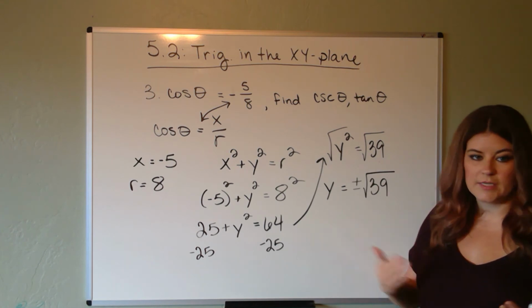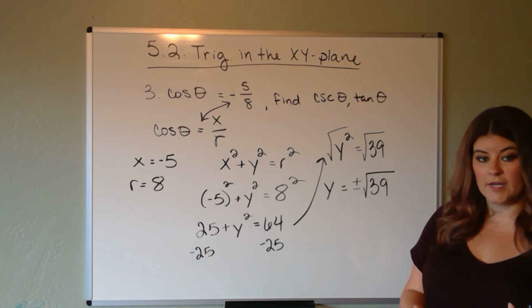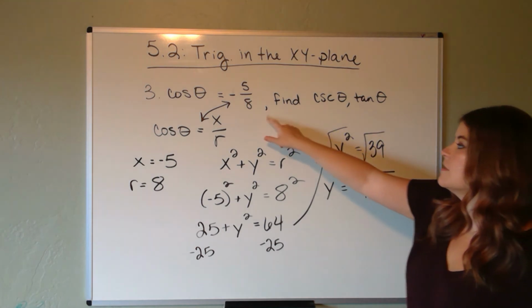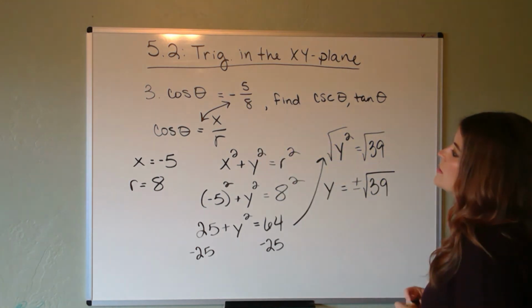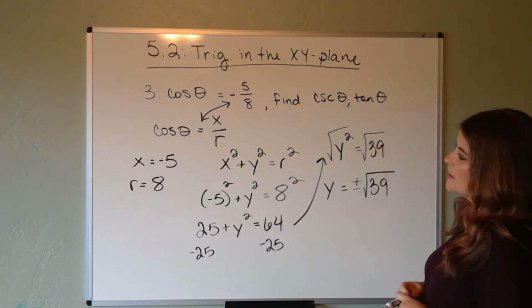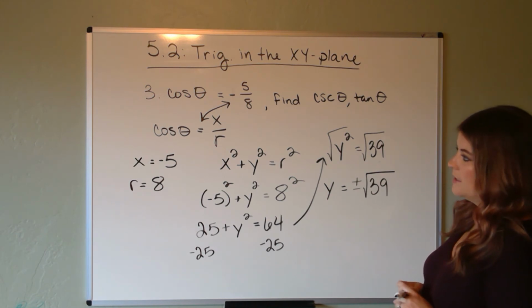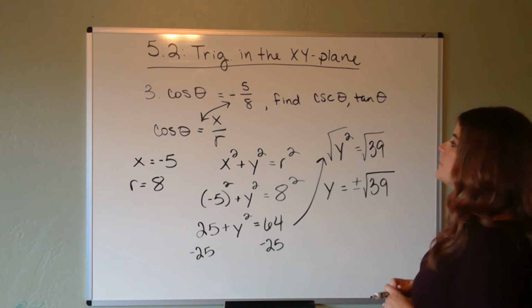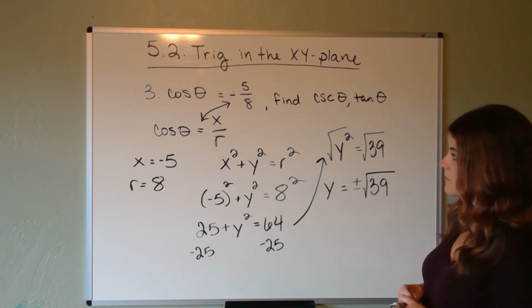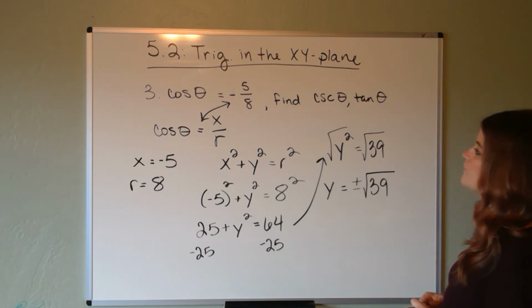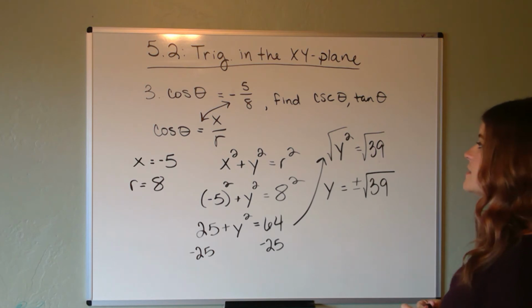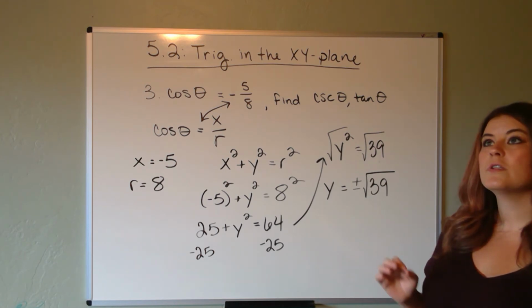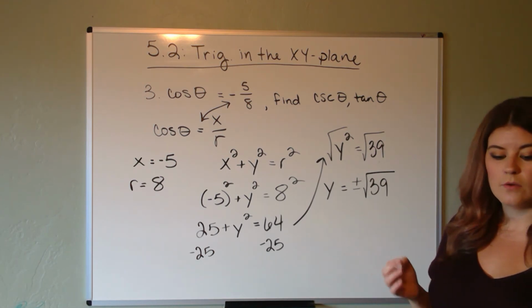Y can't be both things. Y is either positive or negative. I just have to find out from the information given which one it is. So it says that cosine is -5/8. X is negative. R is obviously positive. So you guys, where is x negative? X is negative in quadrant 2 and also quadrant 3.